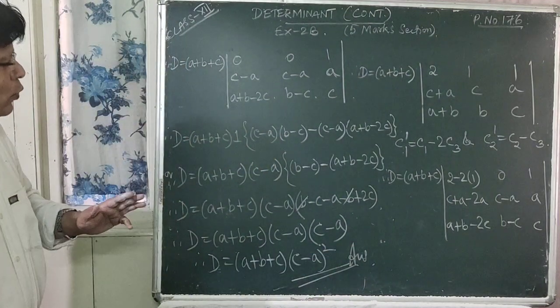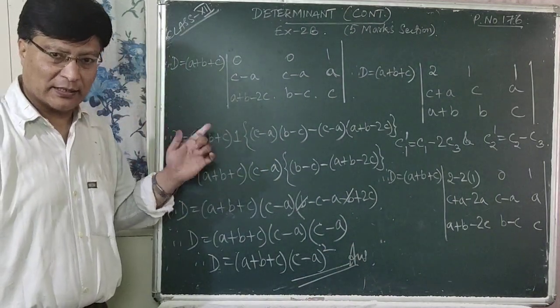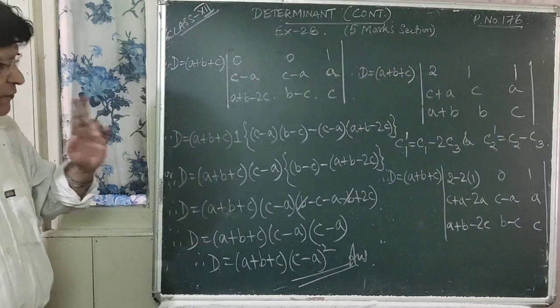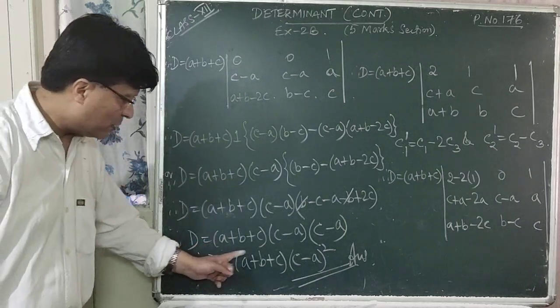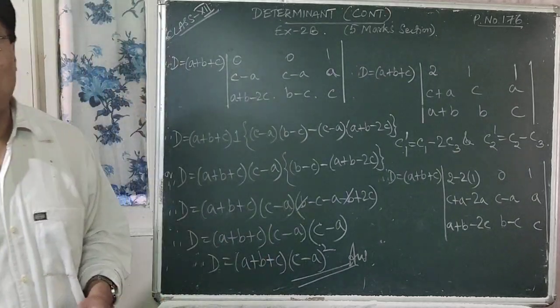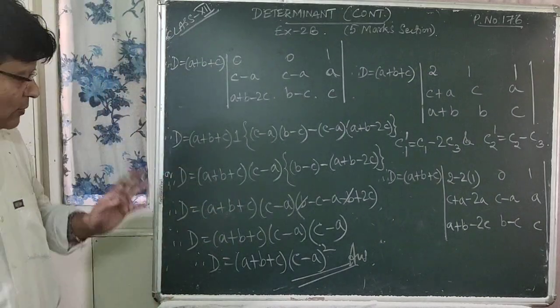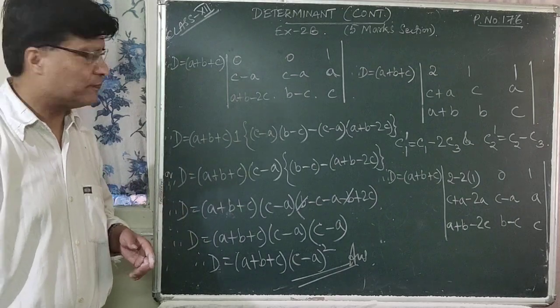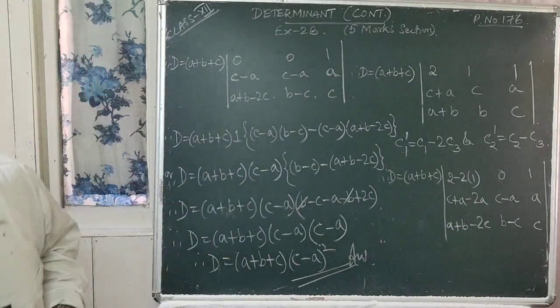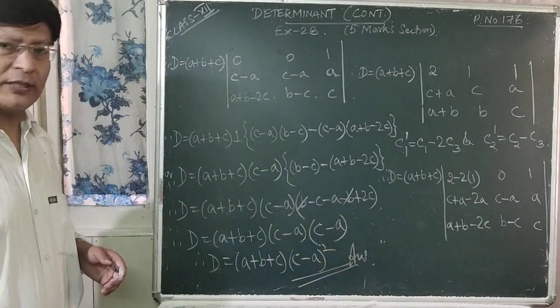That means we have factorized the given determinant, and the factors are A plus B plus C into C minus A whole square. That means these are the factors of the given determinant. So this is the answer. So you can copy it. We'll do the next problem now.